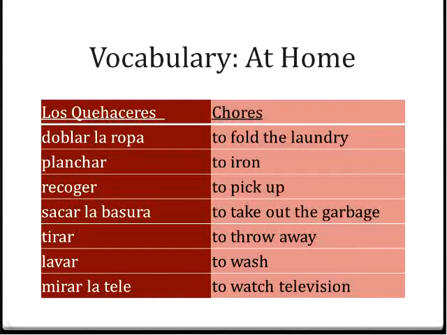Our last set here, some chores, los quehaceres. I'm sure you guys help your parents out, right, at home. Doblar la ropa, planchar, recoger, sacar la basura, tirar, lavar, mirar la tele. That's not really a chore. Okay. That's more for fun. Unless you really don't like to do that. Mirar la tele.